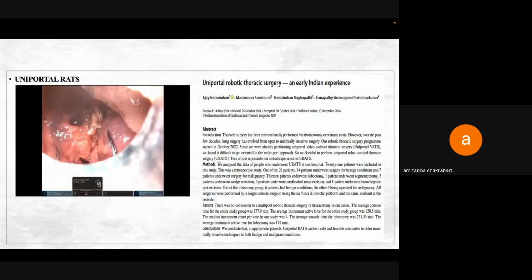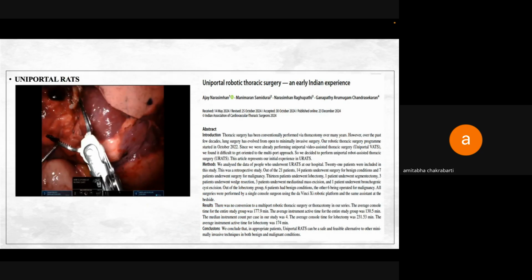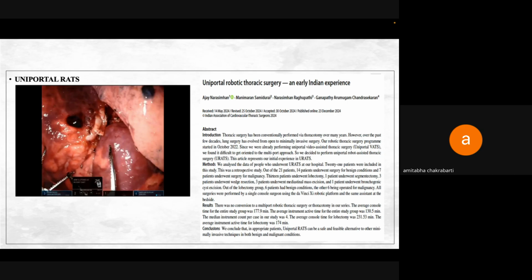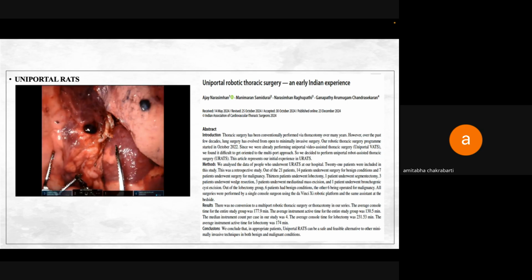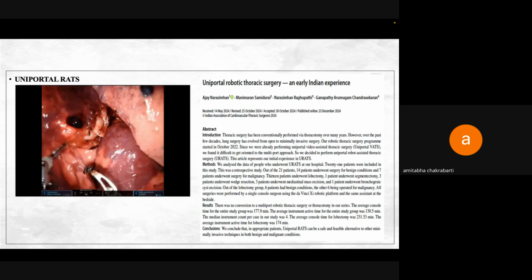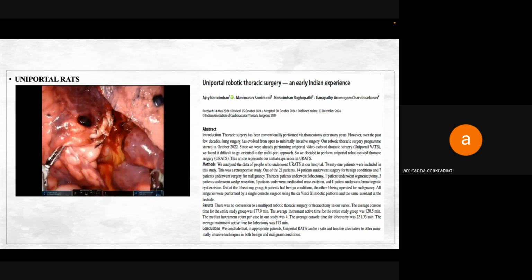So this is the uniportal robot, and we are doing it here. In India, we are also doing this uniportal robot, that is robotic surgery with one small incision, nothing extra, 3 to 4 centimeter incision. And there are papers coming up with the Indian experience.